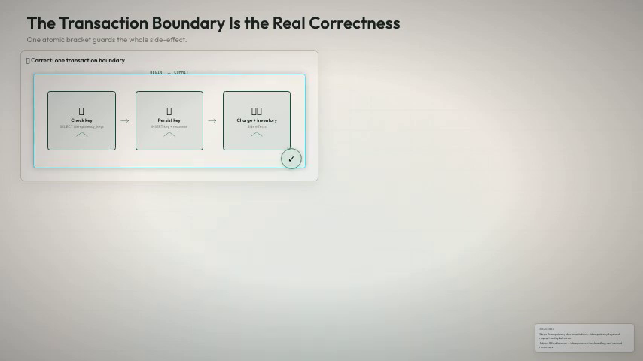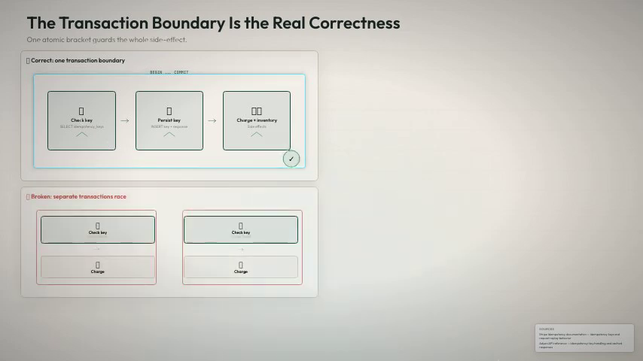The guard looks like this: begin a transaction. Select from idempotency keys by key. If a row exists, return the stored response. Otherwise charge, create the order, insert the key with the response, and commit. Stripe and Adyen both use this pattern, returning cached responses on repeated keys.